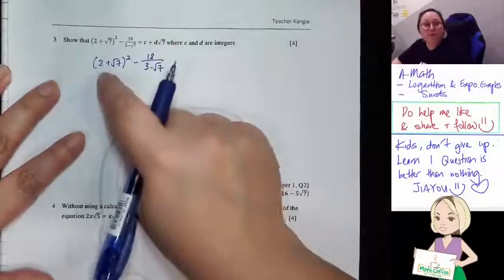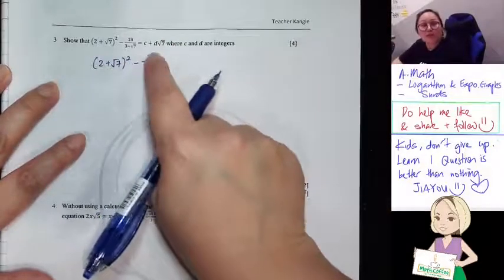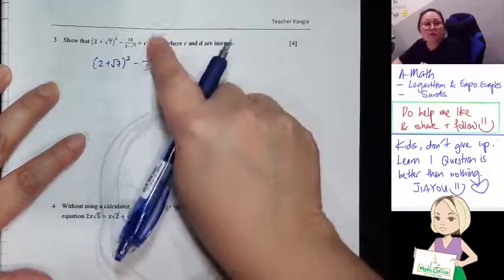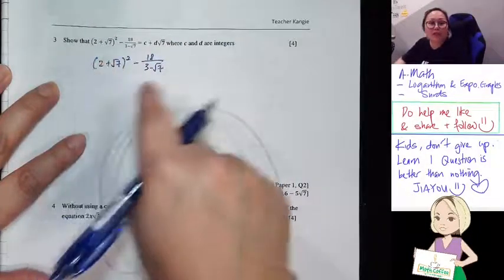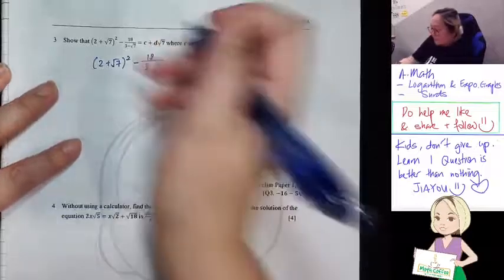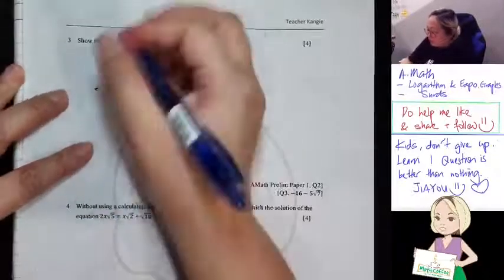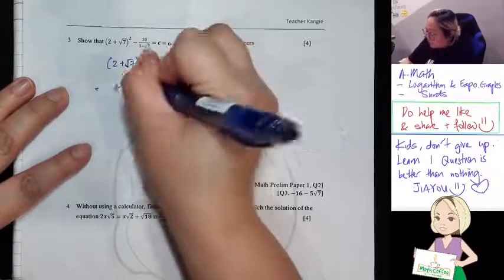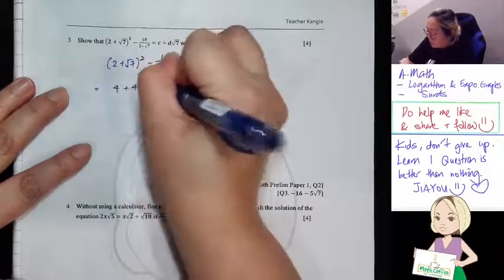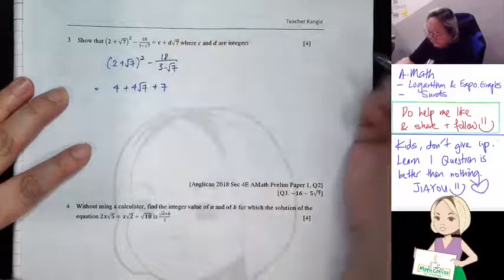Okay, sometimes when you see that this thing equals to C plus D square root 7, you don't have to bother about the right hand side. Okay, they just want you to massage this until to this form. Okay, so this one I will do A square, which will give me 4, plus 2AB, which is 4 square root 7, plus B square, which is 7.